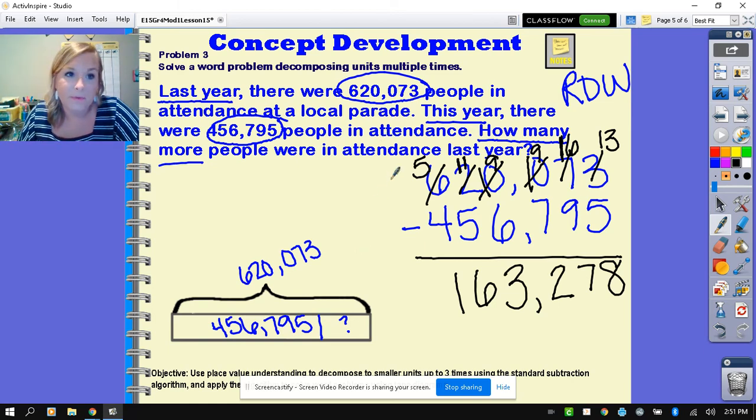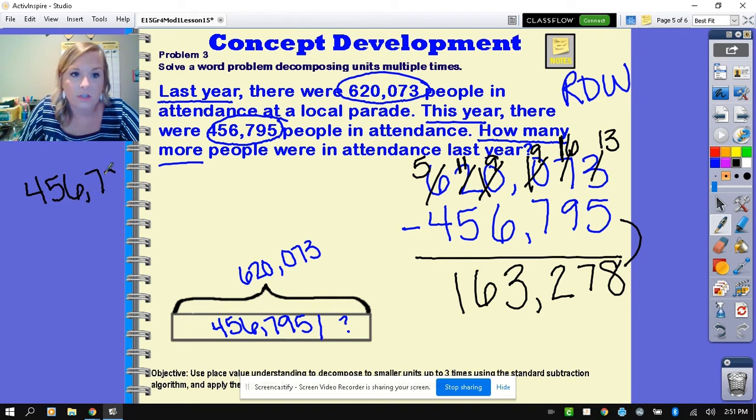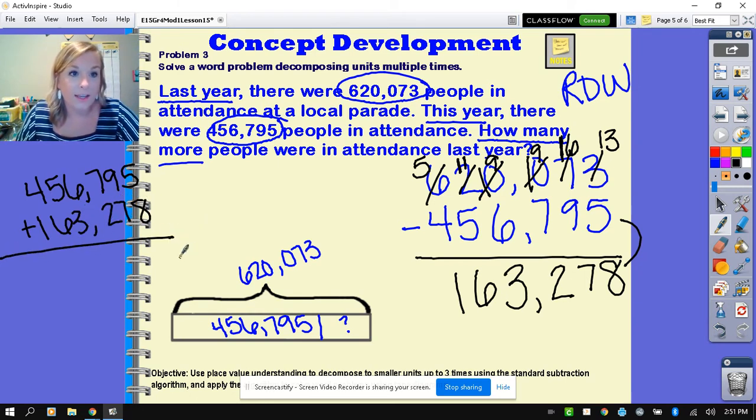Because it's a word problem and we spent a lot of time on it, I'm going to go ahead and check it. So we just talked about how addition is the opposite of subtraction. So I'm going to check by adding these two numbers and making sure we get our total. So we have 456,795 plus 163,278. Just because these are big numbers, it does take a little bit more time. It's always worth it to check, make sure all that time you spent is worth it.